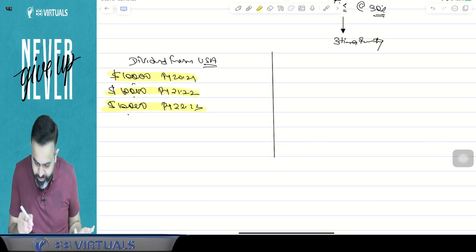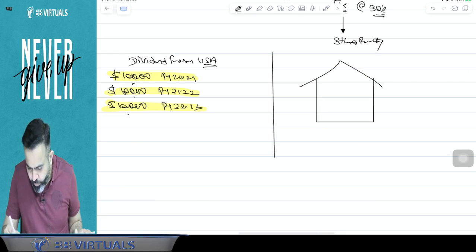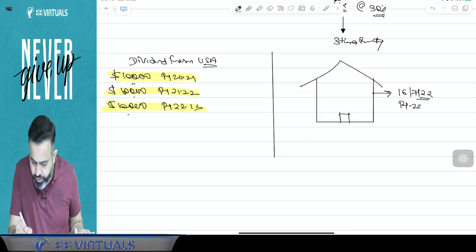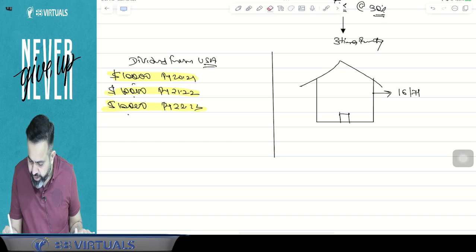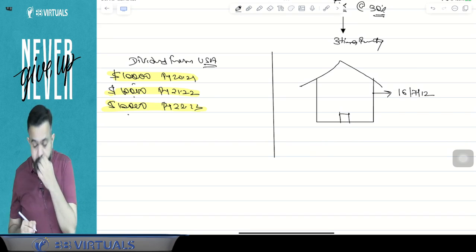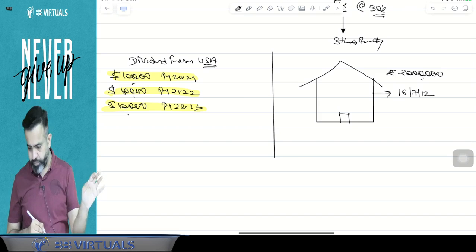For example, suppose I have purchased one property in Dubai. Suppose this is one house property I have purchased in Dubai. Now, in the previous year 2012, for example, I purchased this property on the 16th July 2012, and that time I purchased this property for 20 lakh rupees. 20 lakh rupees was the cost.